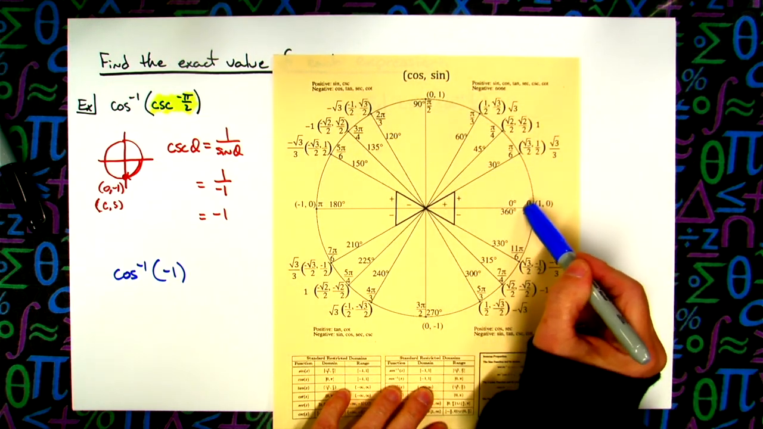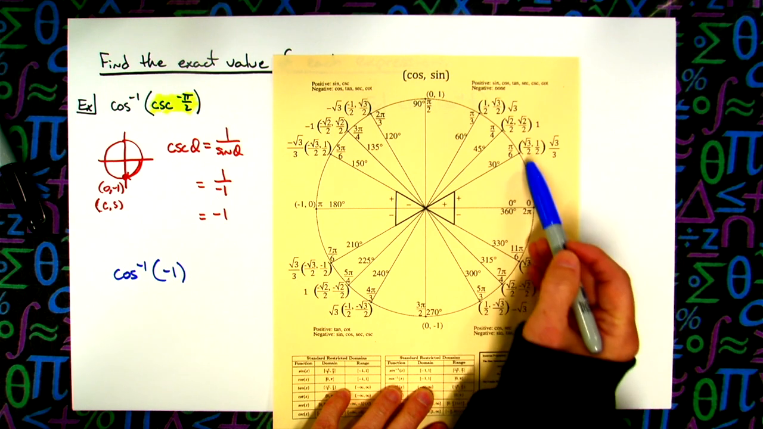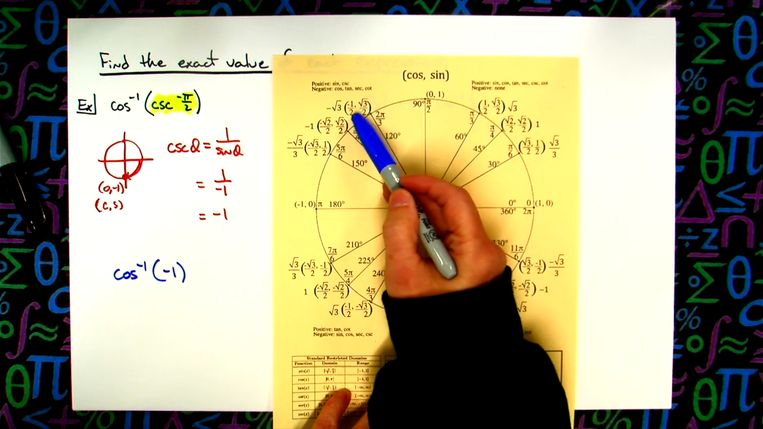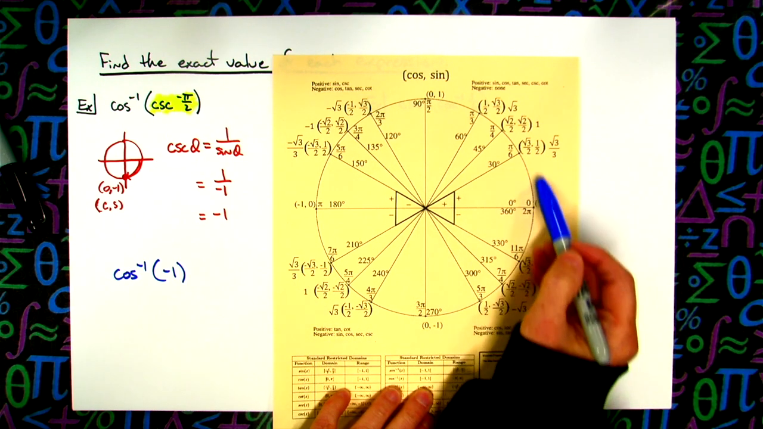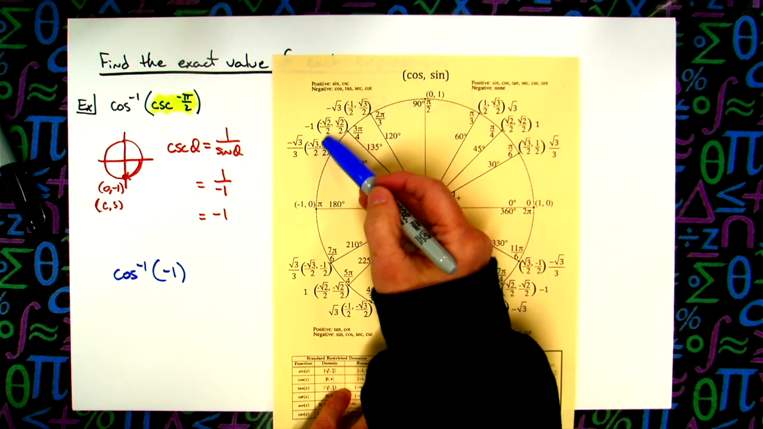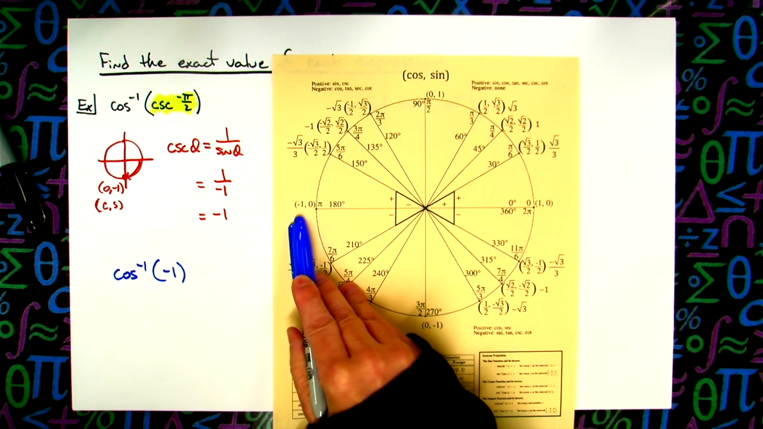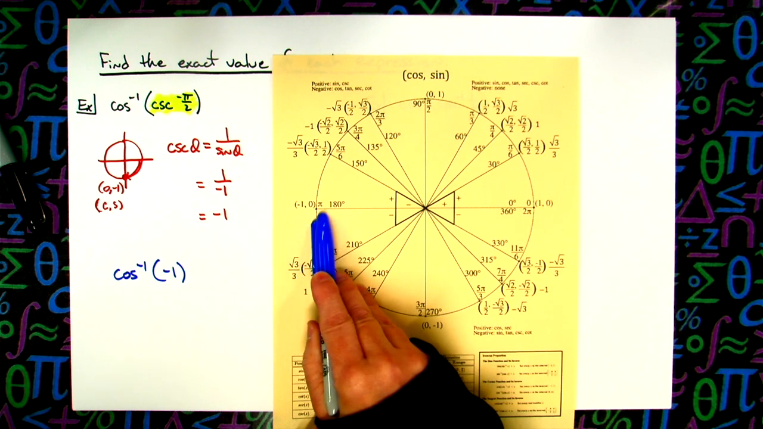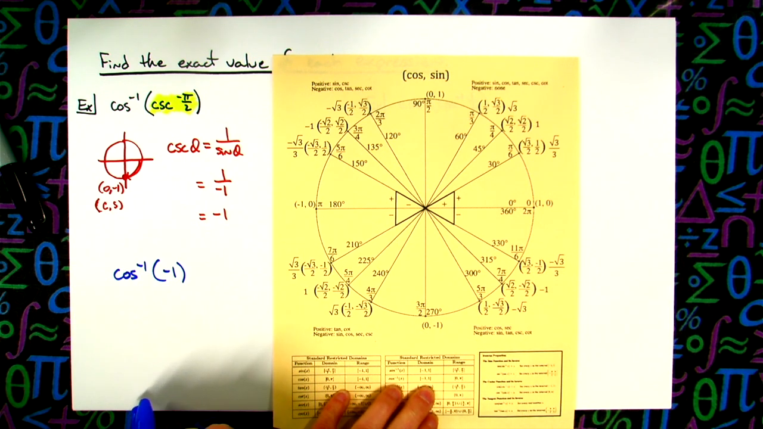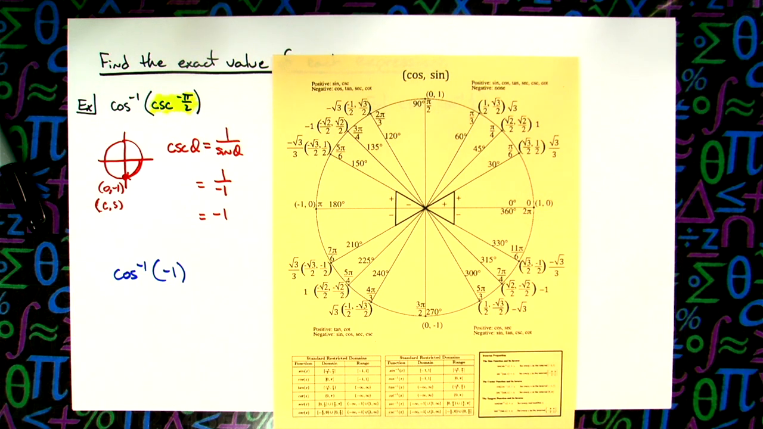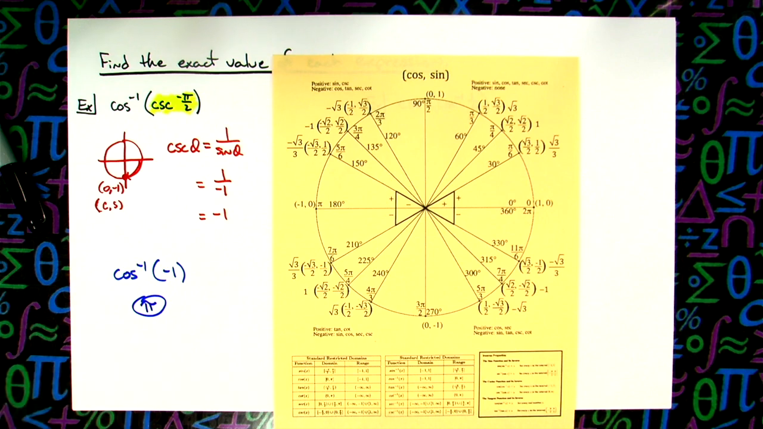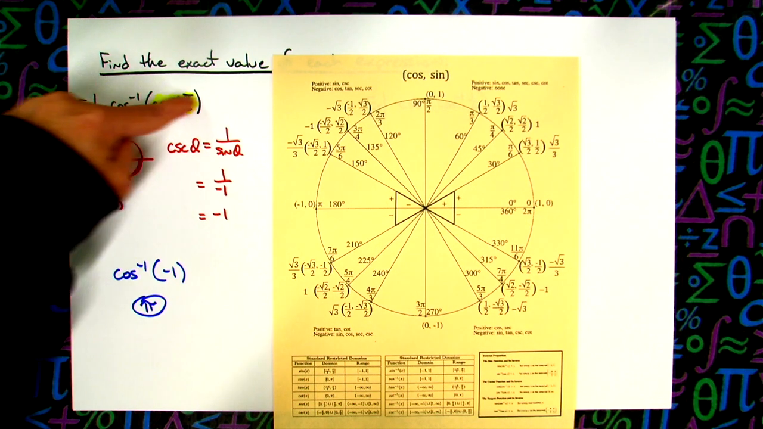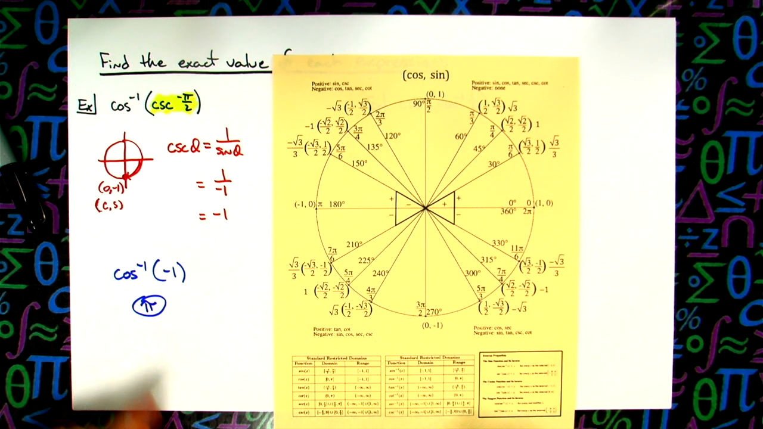So I'm going to look at every ordered pair, and I'm going to look at the x coordinate because that's my cosine values, until I find negative 1. Looking at those x coordinates in just those two quadrants, negative 1 is right here at pi, so the angle that gives me a cosine value of negative 1 is pi. So the overall answer to this would be pi.